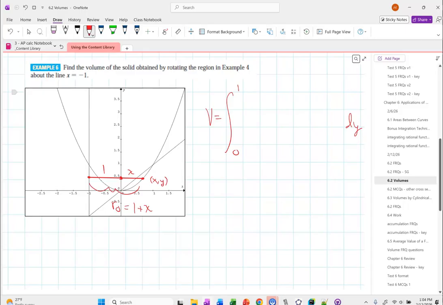Note, though, that I'm integrating with respect to y, so I have to rewrite this x in terms of y's. Now this x is on the curve y equals x squared. So x is just going to be the square root of y.